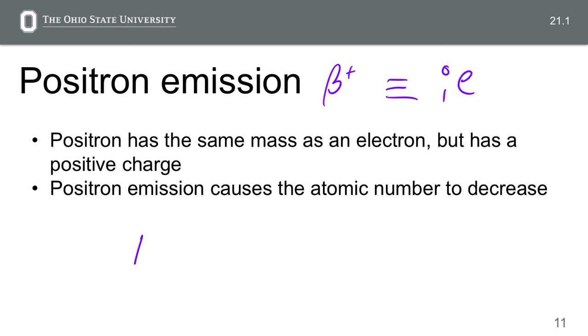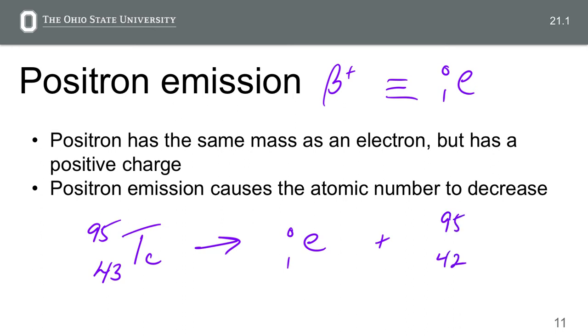Technetium-95 decays this way through positron emission. So we know it'll form our positron. And so in order to balance this equation, we're going to have atomic number 42, mass number 95, and that gives us symbol molybdenum.